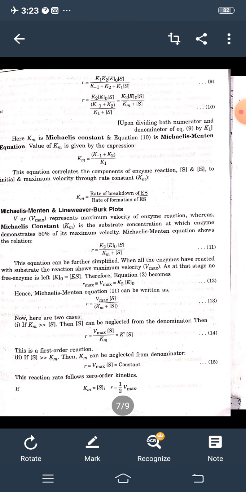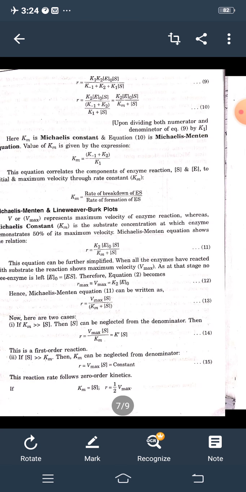Michaelis-Menten and Lineweaver-Burk plots. Vmax represents the maximum velocity of the enzyme reaction, whereas the Michaelis constant Km is the substrate concentration at which the enzyme demonstrates 50% of its maximum velocity. The Michaelis-Menten equation shows the rate R = k2[E]0[S] / (Km + S). So Rm = Vmax = k2[E]0.